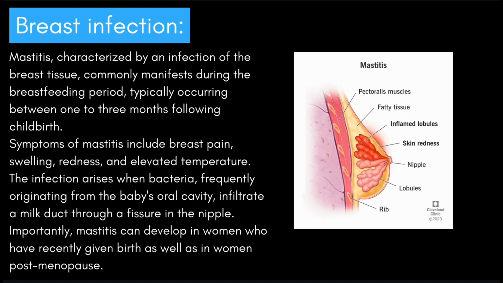let's next talk about breast infection. Breast infection is also known as mastitis, which is characterized by an infection of the breast tissue, which commonly manifests during the breastfeeding period, which typically occurs between 1 to 3 months following childbirth. Symptoms of mastitis include breast pain, swelling, redness, and elevated temperature.